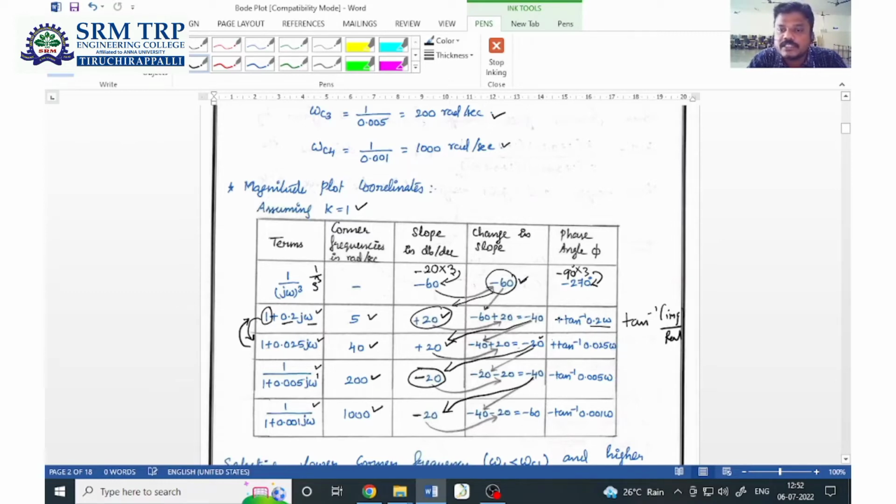Why is this positive sign taken? It is a simple zero. S is present in the numerator. So for a simple pole you can see it is minus. So this is how you have to compile the table.